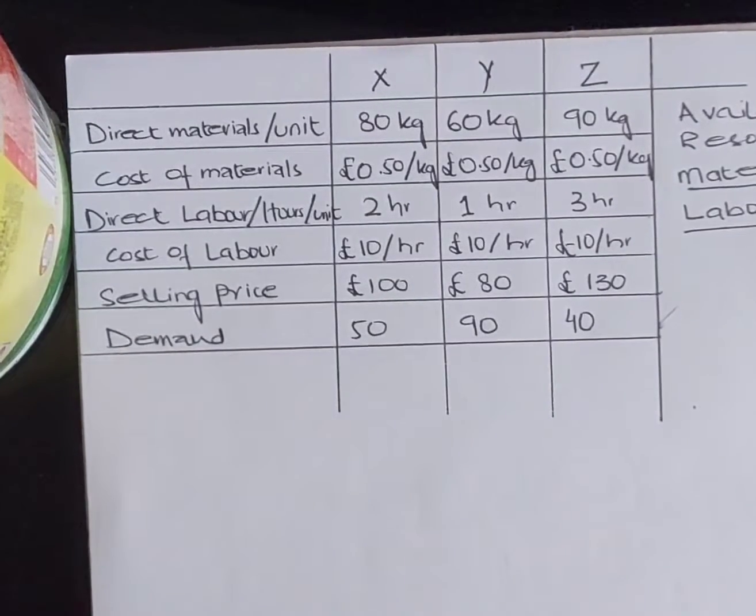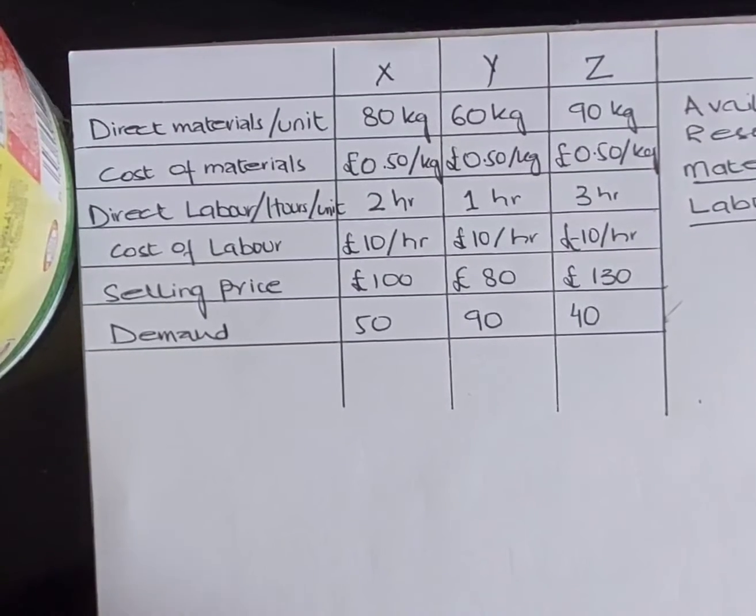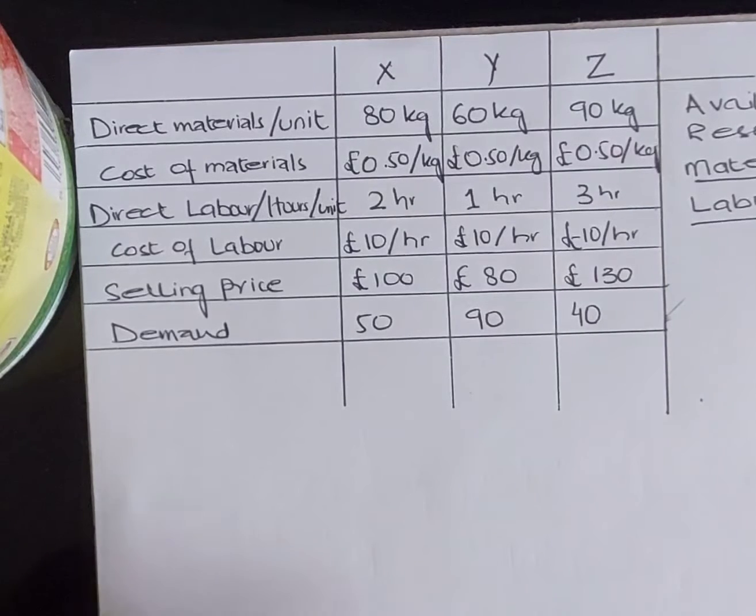So this video is going to be about limiting factor analysis questions. These are the mathematical workaround questions in which we will work out the contribution per unit of the limiting factor, and we'll also work out the shadow price.